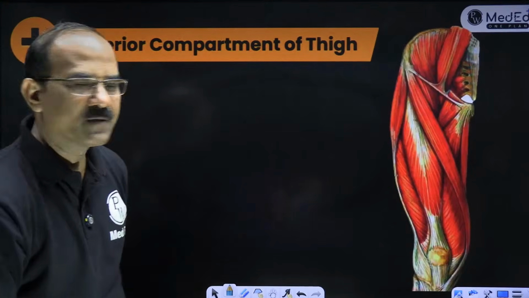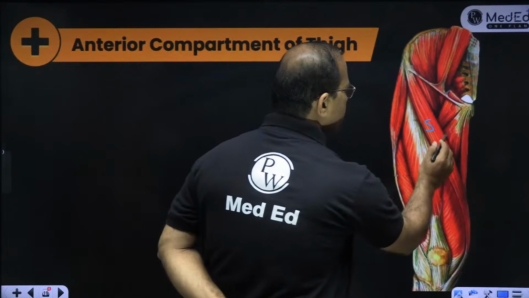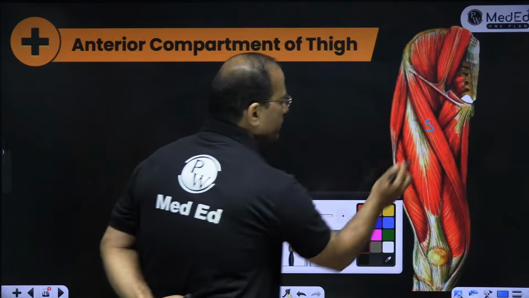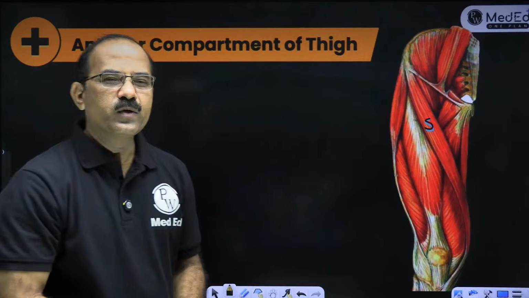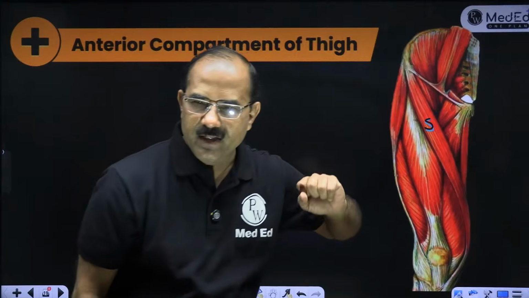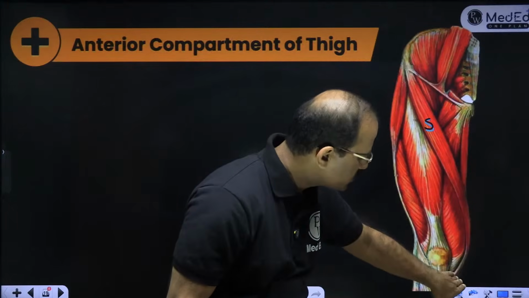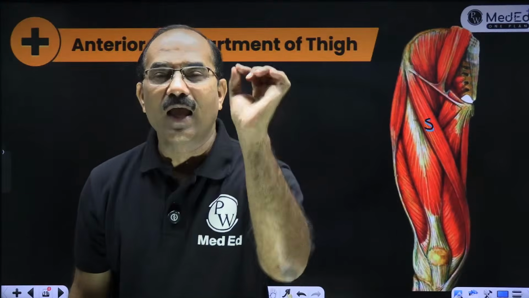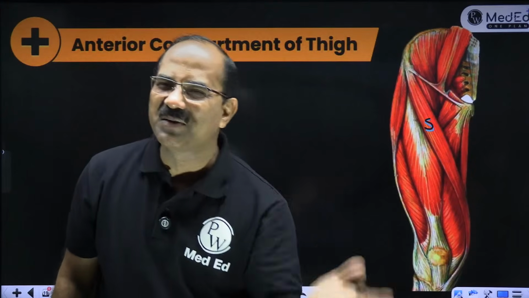We start with this Sartorius. Now, what is this muscle? That's a sartorius. Sartorius is a very important muscle. Sartorius का origin है anterior superior iliac spine. Sartorius का insertion is on the medial aspect of the shaft of tibia.